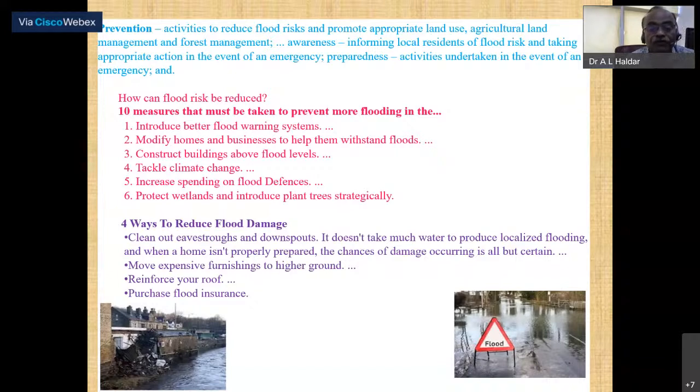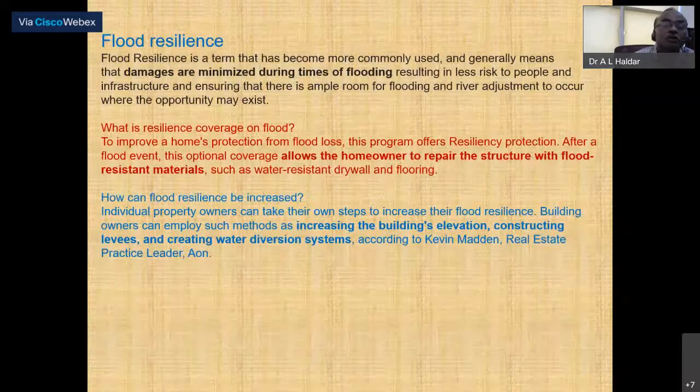Now, how could the audience reduce flood damage? Clean out gutters and downspouts. It does not take much water to produce localized flooding. Dams and reservoirs can also help, and you should reinforce your roof. It means that you have to take precautions on your own building. You should be aware, and you should also be taking flood insurance.